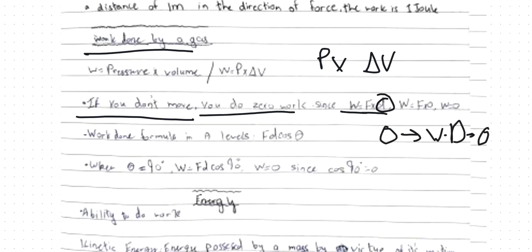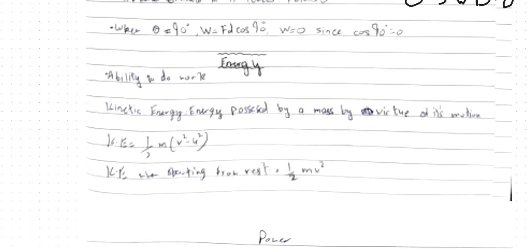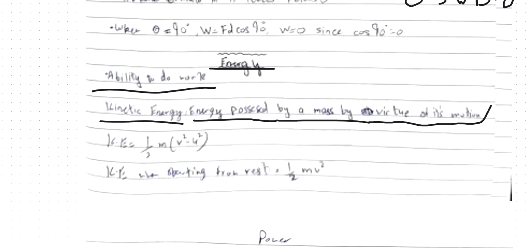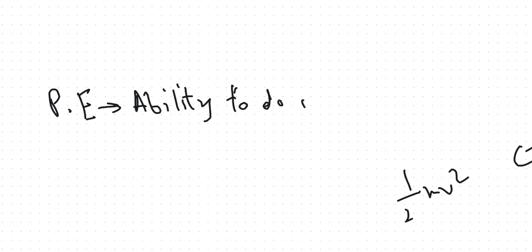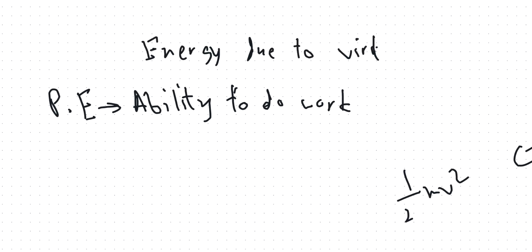And yeah, energy is the ability to do work. Kinetic energy is the energy possessed by a mass by virtue of its motion. And similarly, the formula is half into mv square. And potential energy is the ability to do work, or in another way, the definition of potential energy is the energy by virtue of its height.